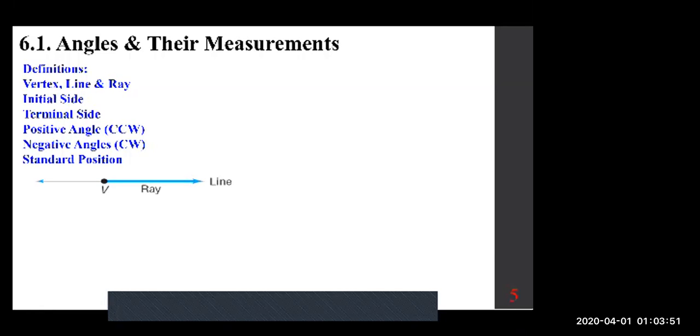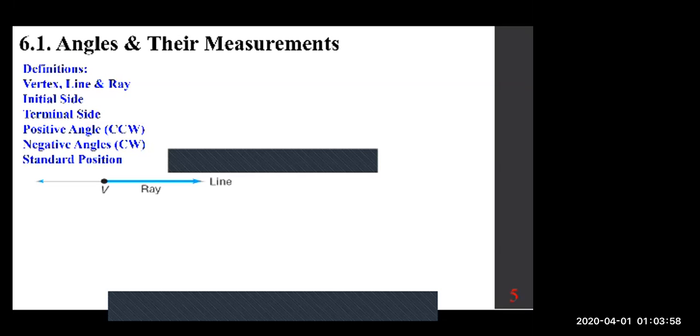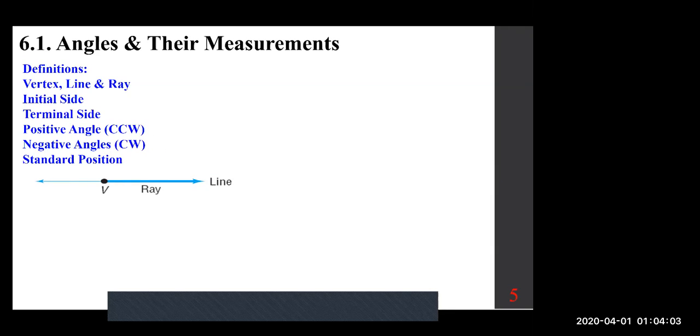So to get started, as you can see, a ray in essence is a half line versus a line that is one-dimensional and continues indefinitely on both sides. If you look at this line, a ray stops at some point. So if you happen to have two half lines connected at a point, that point is considered the vertex.